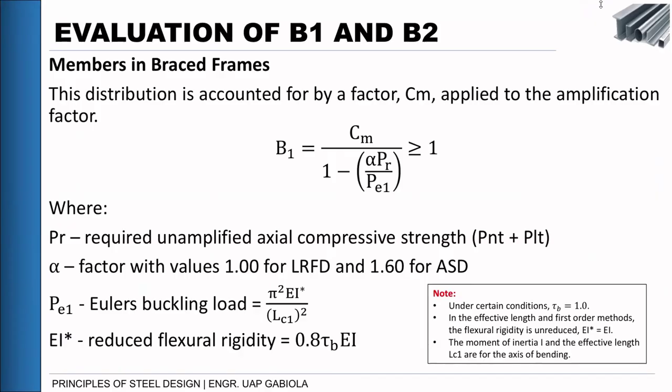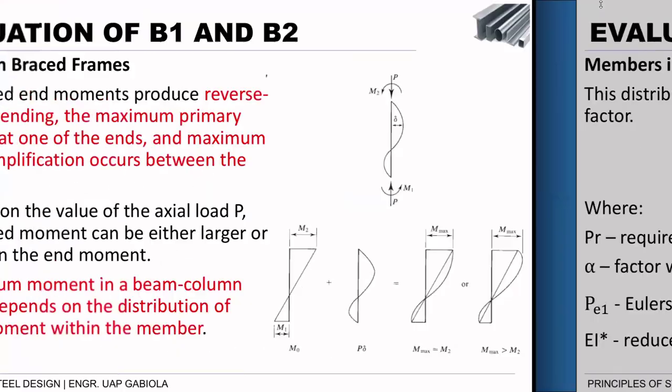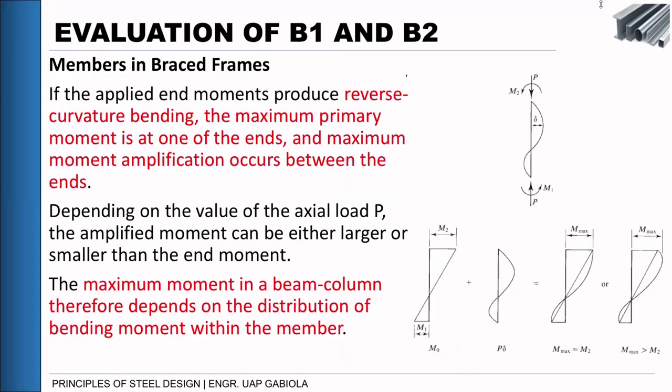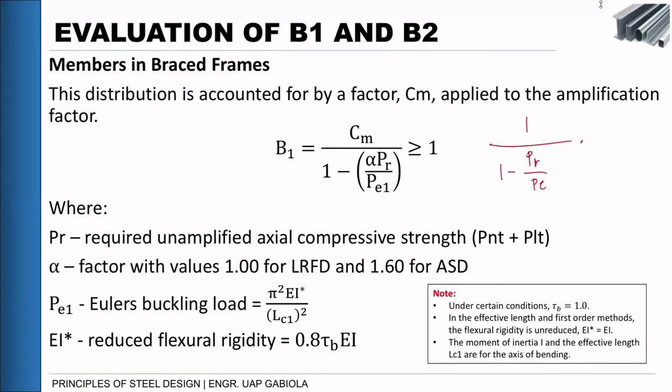So, our original amplification factor again is 1 over 1 minus P sub R over P sub E natin, okay, and para i-account yung tinatawag nating distribution ng bending moment, ano, within the member, may factor ngayon siyang CM, pinumultiply na CM, which is, yan. Tapos, dito sa mismong strength ng ating actual strength, not the compressive strength, we multiply a factor alpha depending on the design philosophy that we are using.